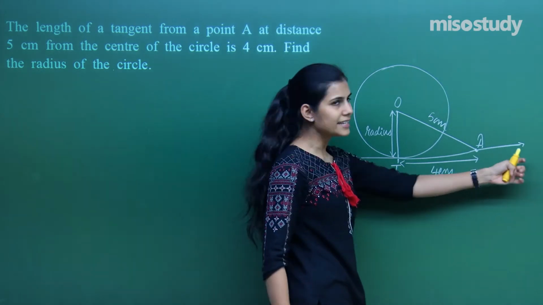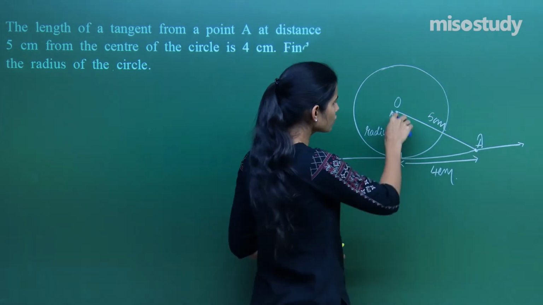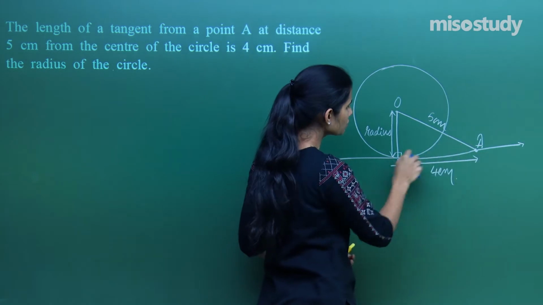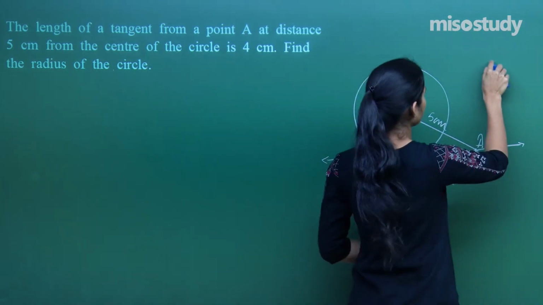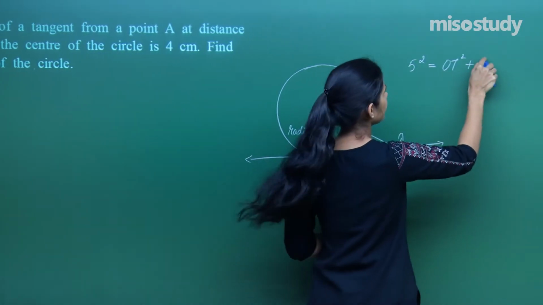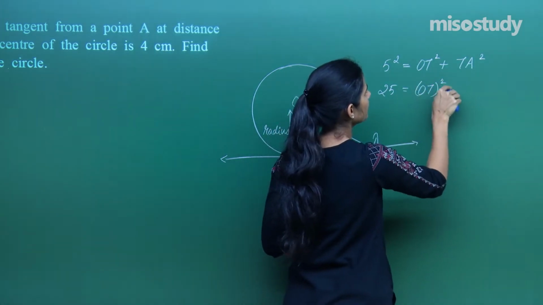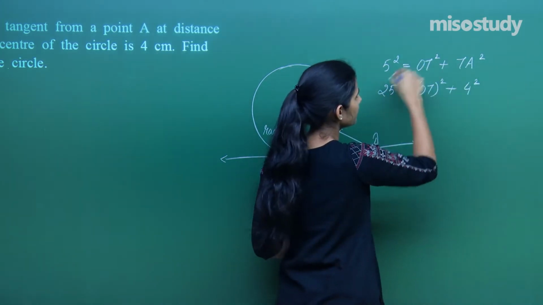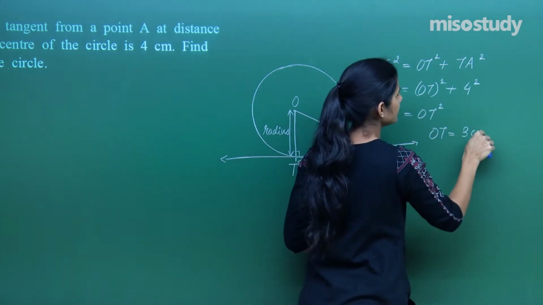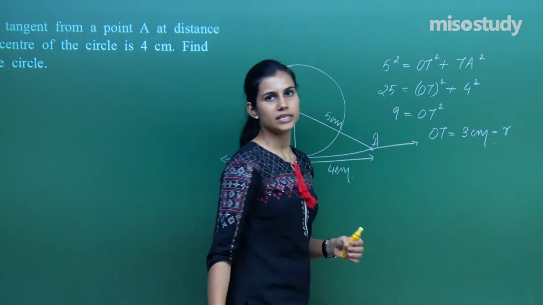The moment this is my tangent line, I know the radius is perpendicular to the tangent through the point of contact, and so this makes triangle OTA a right angled triangle in which I can say hypotenuse square equals base square plus perpendicular square. So I will have 5 square equals OT square plus TA square. So this is 25 equals OT square plus 4 square. So you have 25 minus 16, that is 9, is OT square. So OT is 3 centimeters. OT is nothing but your radius. So the radius of the circle is 3 centimeters.